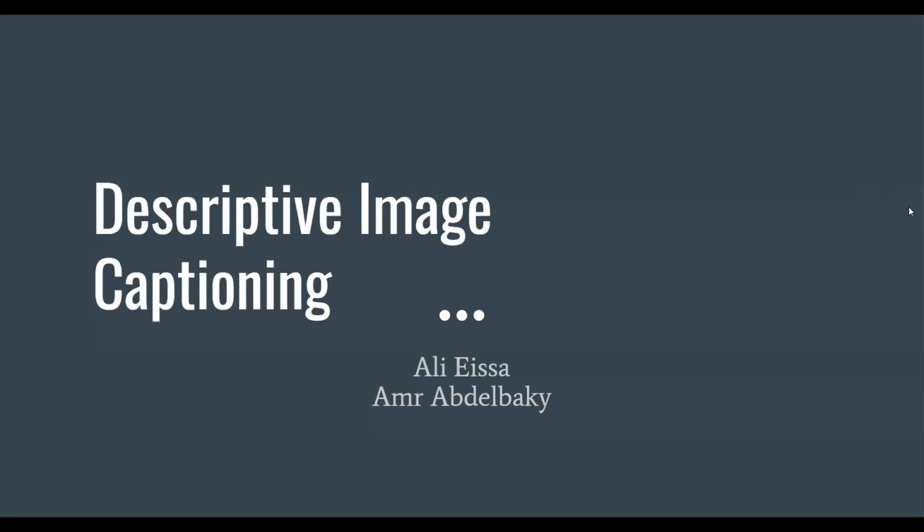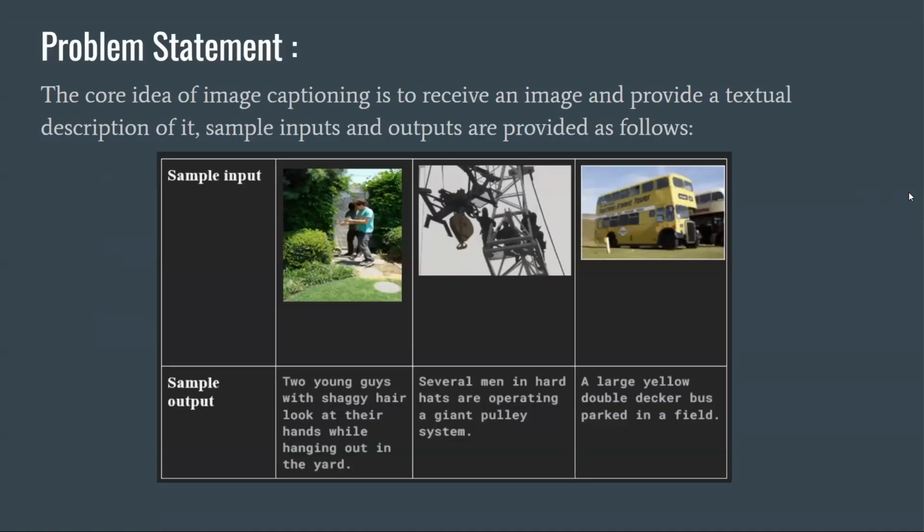Moving on to the baseline, to the problem statement. The basic idea is that we receive an image and we want to provide a textual description for it. As you can see here, the sample inputs are images, and the sample output, as we can see in this picture, is: two young guys with shaggy hair looking at their hands while hanging out in the yard. You get the idea for the rest of the images. We are just providing a textual description for each image.